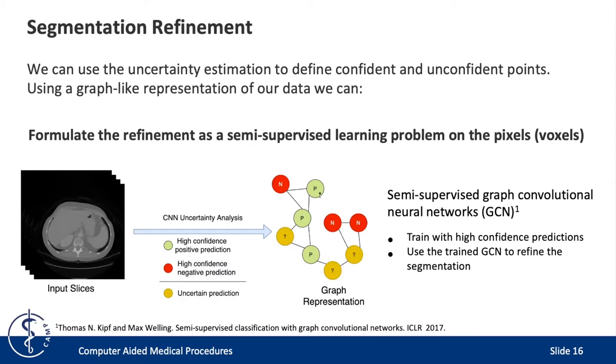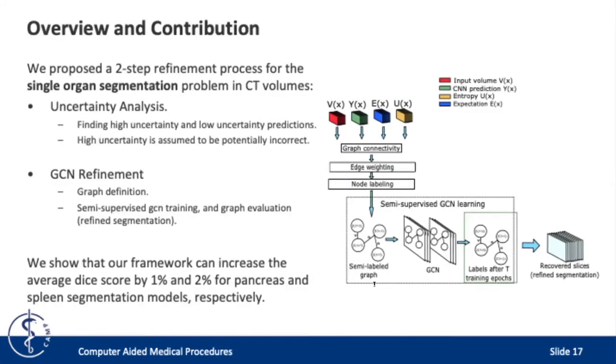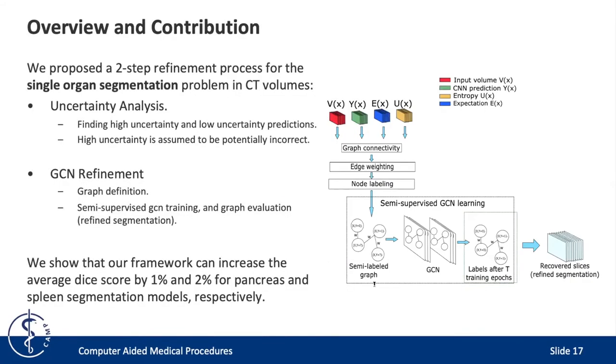So the general idea, to recapitulate, is to train the GCN model, this graph network, using high confidence predictions. That will be the green and red points in this example. And then use the trained GCN to refine the segmentation. Use this trained GCN and predict the labels of this graph. That would be the general idea of the process. So let's go to each point in detail.